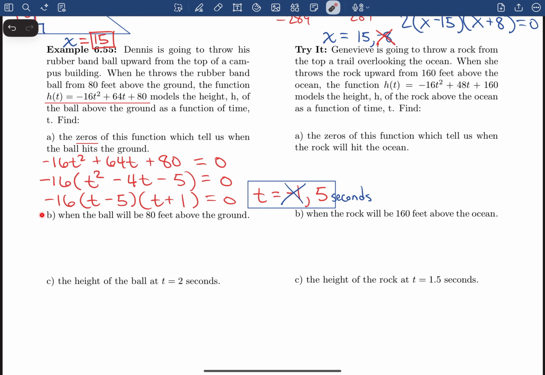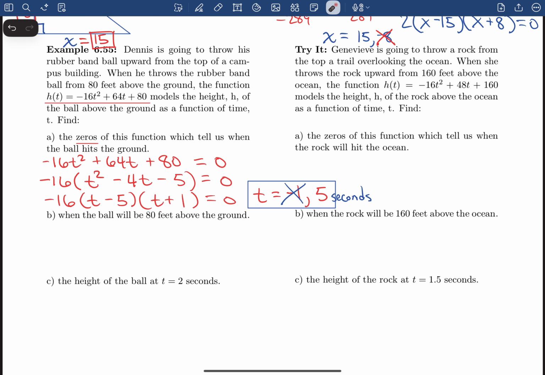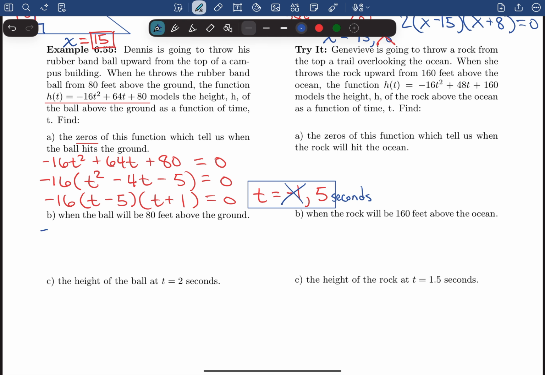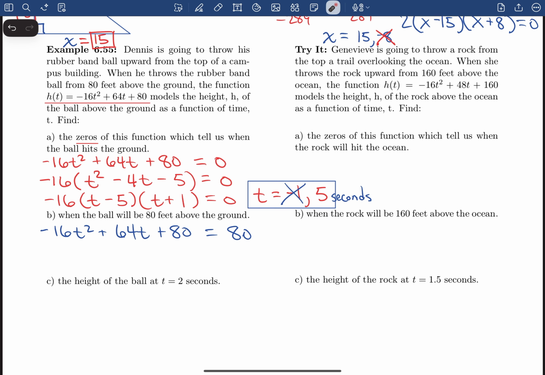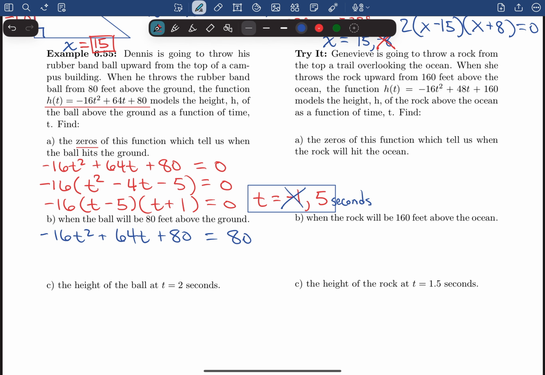Now part B. When will the ball be 80 feet above the ground? Okay, so we can write the equation set equal to 80. So we're going to take h of t and make it 80, right? And so I would have negative 16 t squared plus 64t plus 80 equals 80. Because we want to find the time when the ball is 80 feet above the ground instead of 0 feet above the ground. And going through this process, well, we need to set the equation equal to 0, right? To use the zero product property if that's possible.